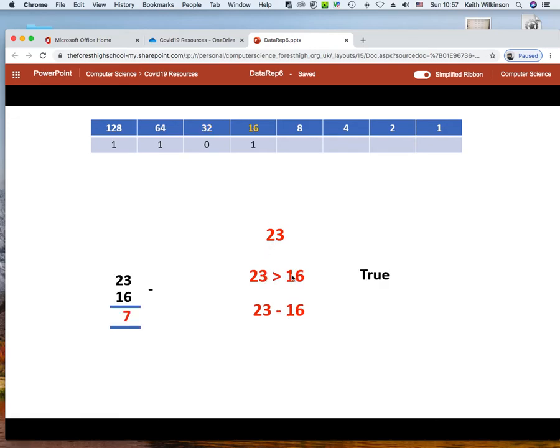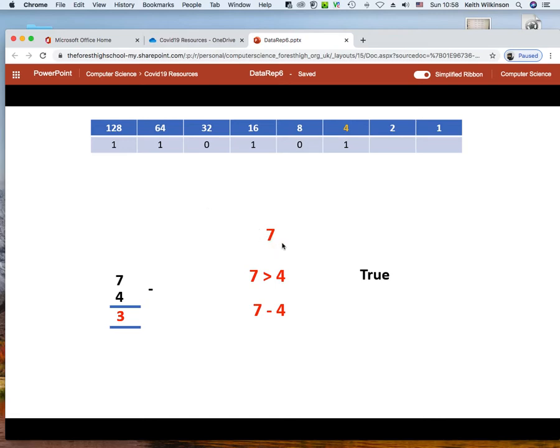23 is larger than 16, so I'll write a 1 underneath the 16. It's true, and then I do the subtraction. 23 take away 16, and I'm left with 7. So that's my new number 7 to play with. I now check the next column along. 7 is greater than 8. Well, that's false. So I put a 0 underneath the 8 and move straight on, no subtraction.